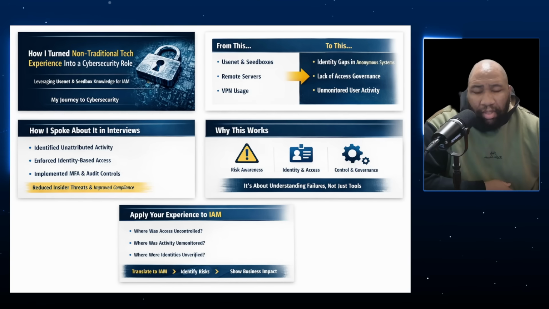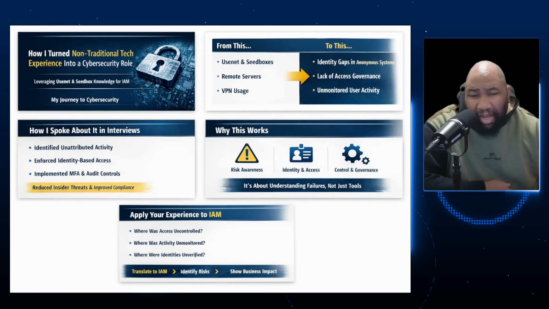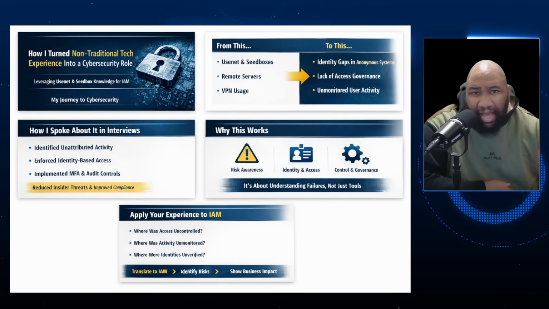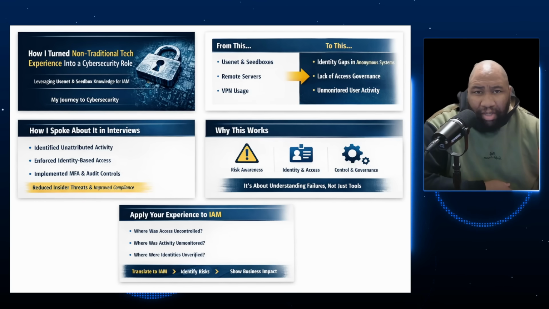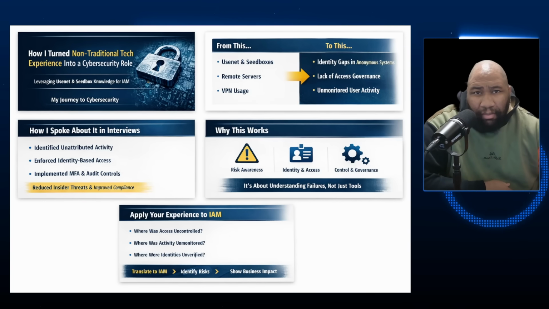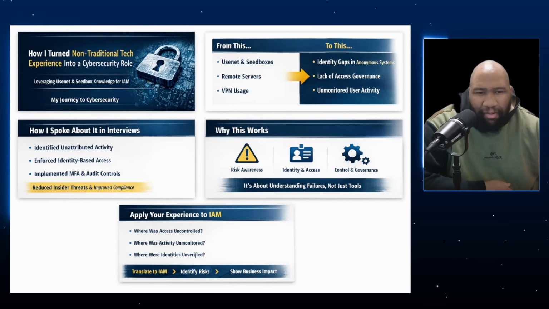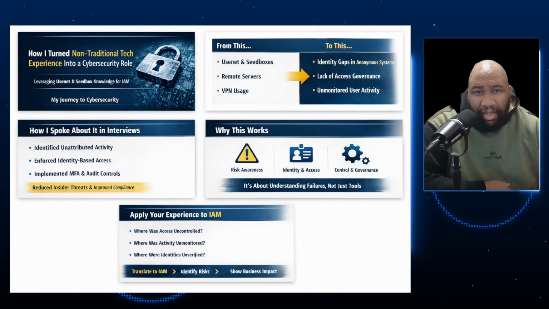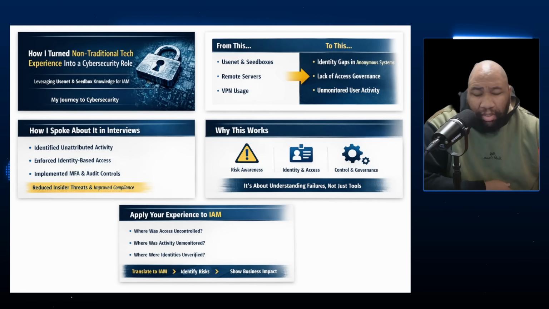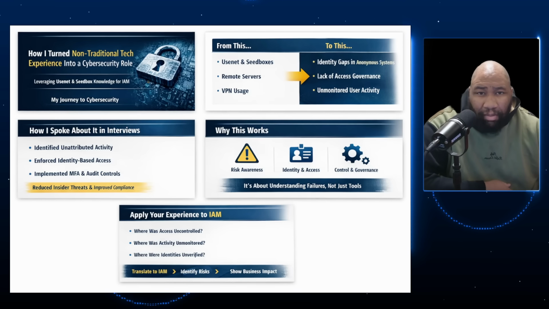So this is where everything changed for me. Instead of saying I've used seed boxes and Usenet, I had to reframe it actually. So I had to understand identity gaps in anonymous systems. I had to understand the lack of access governance in remote environments. And I had to identify the risk that was tied to unmonitored user activity. So right now, I'm no longer just someone with random tech experience. I'm someone who actually understands identity accountability, access control risk, and security blind spots. That's cybersecurity.